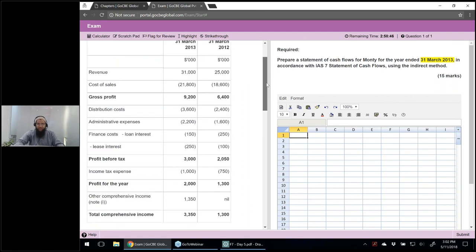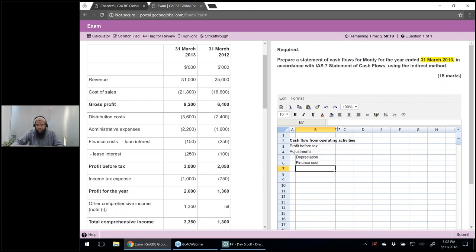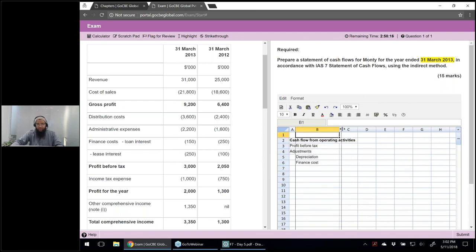So what was the procedure of starting the answer? Cash flow from operating activities. We first start from a heading, and we are going to start from profit before tax, and then we'll be writing some adjustments, which include depreciation and finance cost. At least these two areas will always be there. So this is our basic format.